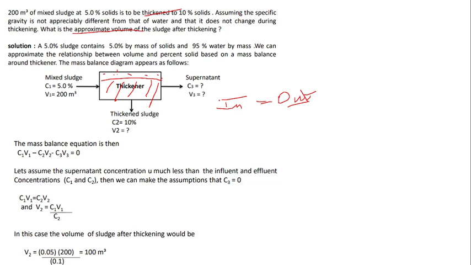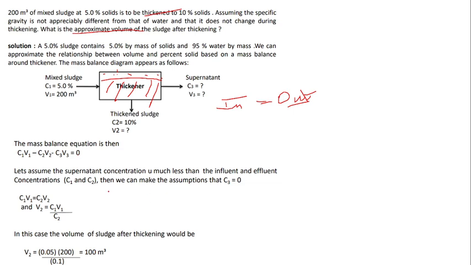So balance the equation. If it is leaving the system, we have to take it as minus. If it is entering the system, we have to take it as plus. So C1 V1 is minus C2 V2 because it is leaving the system, and then C3 V3 is also leaving the system. So minus C3 V3 is equal to 0.